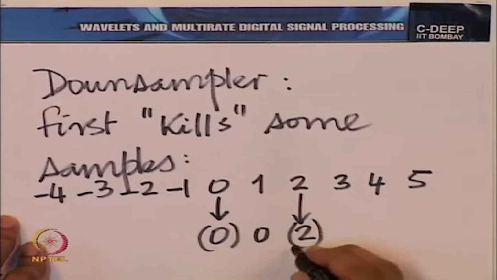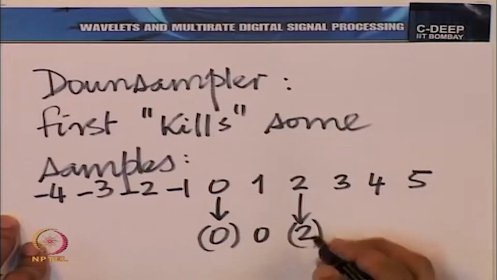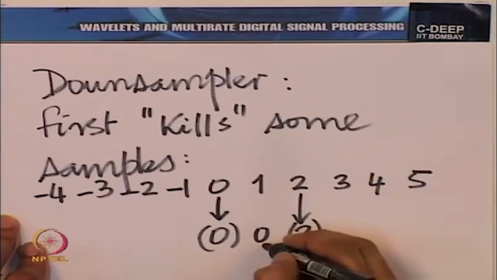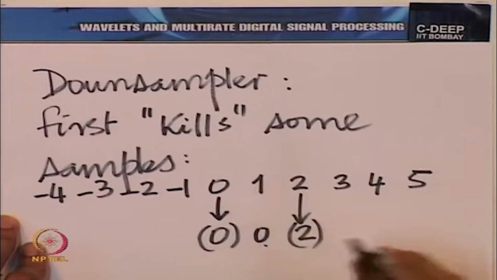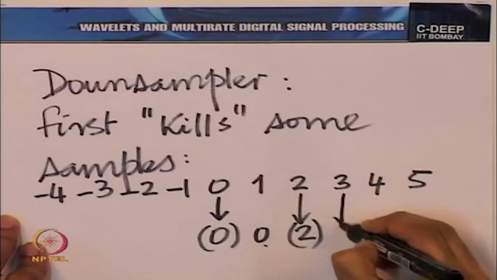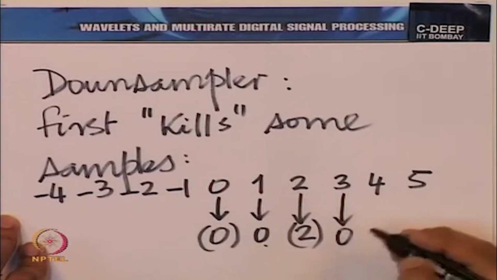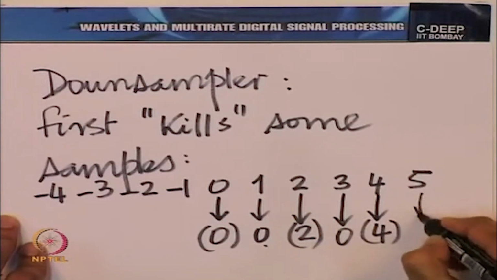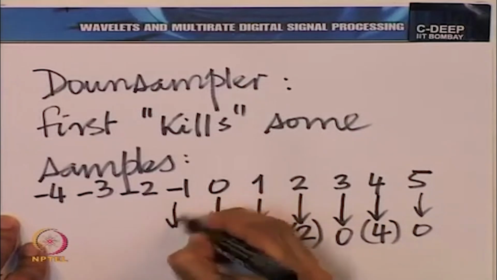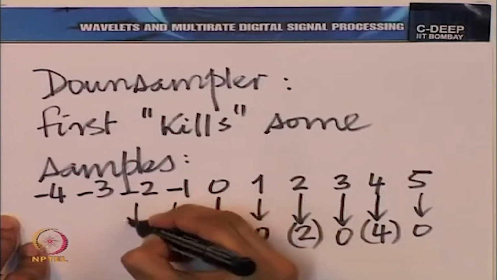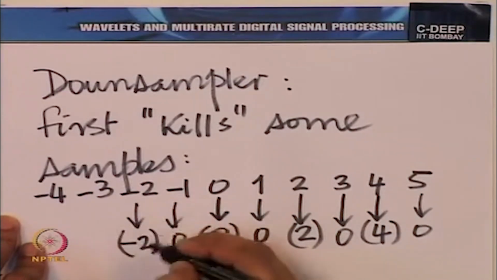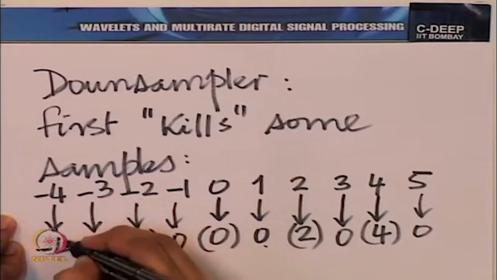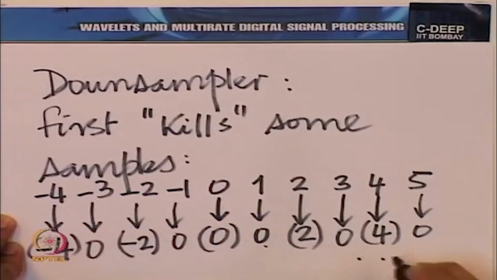So, when I write the number in brackets, what I mean is this sample is brought forth as it is. And when I write 0 here, what I mean is this sample is made 0. So, this is made 0, 4 as it is, 5 is made 0, minus 1 made 0, minus 2 as it is, minus 3 made 0, minus 4 as it is, and so on and so forth. So, this is the first step.